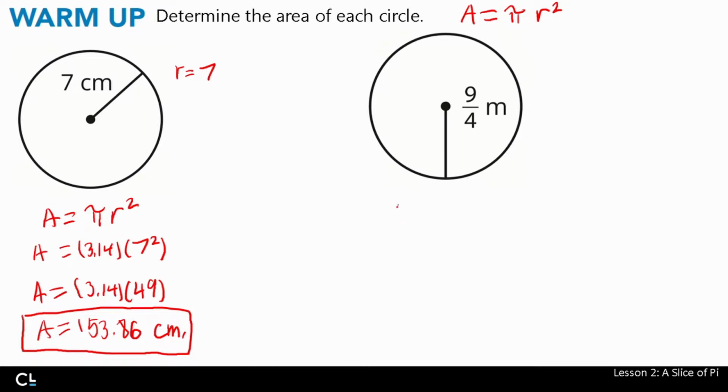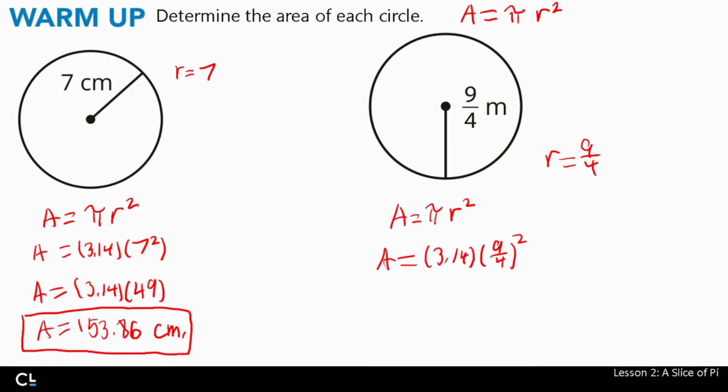Now our area formula for our next one, A equals pi r squared. And then what can we do here? Well, we now know that our r is 9/4. It's that fraction, 9/4. So once again, we plug in what we know. A equals, for pi, we're going to plug in 3.14. For our r, we put 9/4. And we need to square this whole thing.